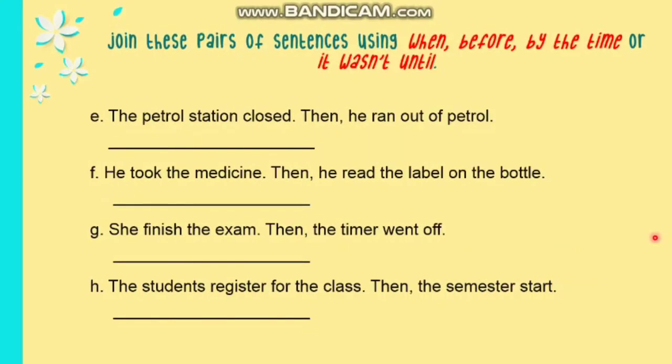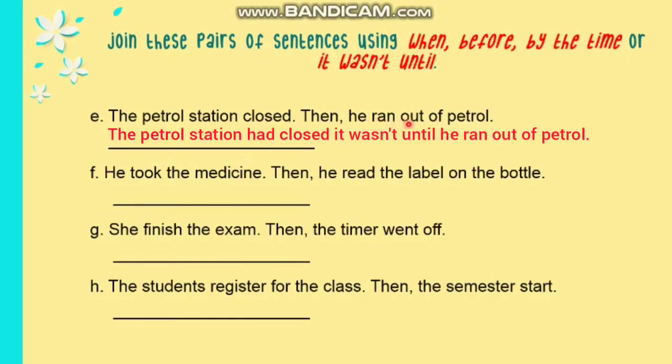Exercise. The petrol station closed, then he ran out of petrol. Berarti yang mana yang duluan? Ini dulu ya. Pom bensinnya mungkin ya, tutup, kemudian tidak lama setelah itu kita kehabisan bensin. Okay. So the petrol station had closed. It wasn't until he ran out of petrol. Okay, ran out sudah dalam verb 2 ya.